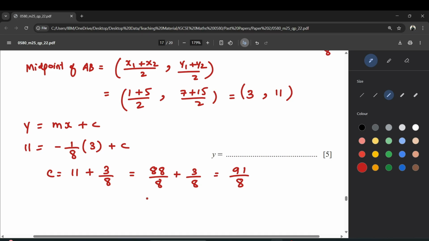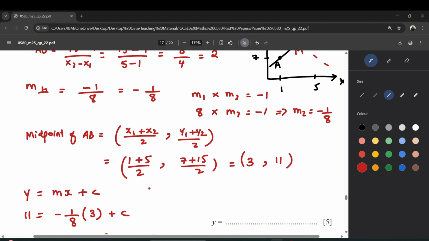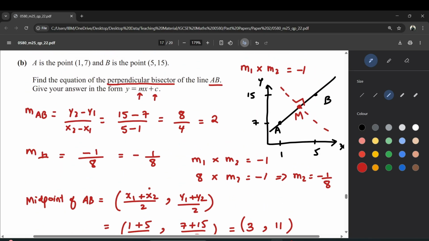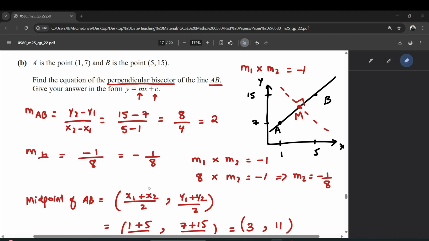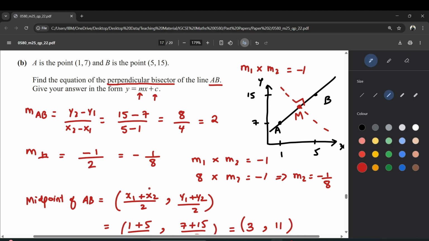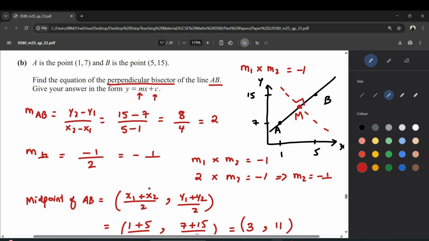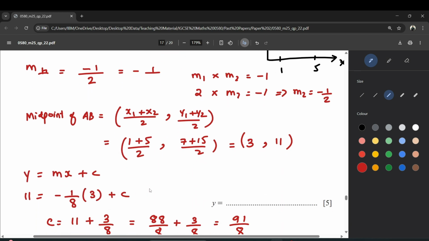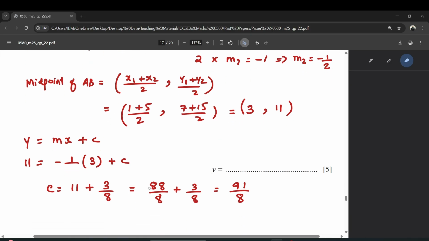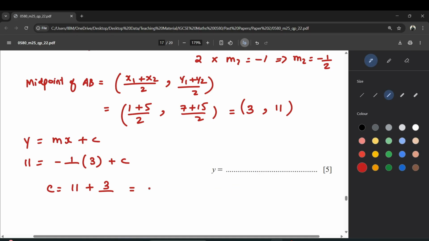Okay, let me check something. Oh, okay, my bad. The gradient over here is 2, right? So this should be -1 upon 2. Similarly, this is 2, and therefore our gradient should be -1 upon 2. So let me do some corrections over here. So this is going to be 2, and over here this is also 2.